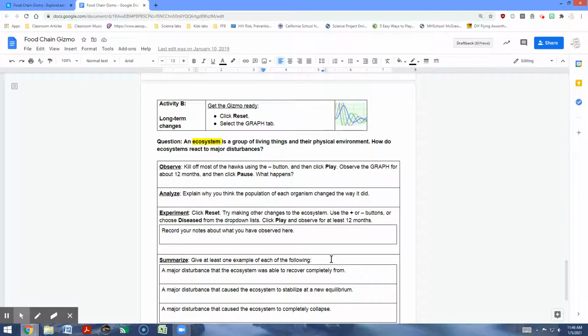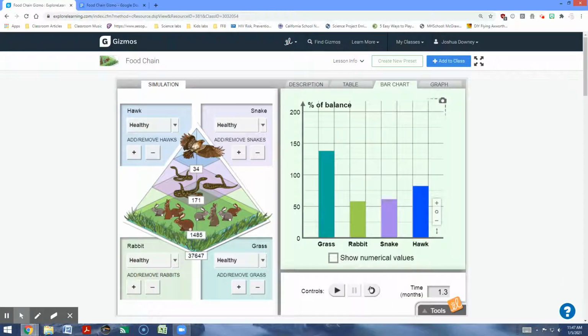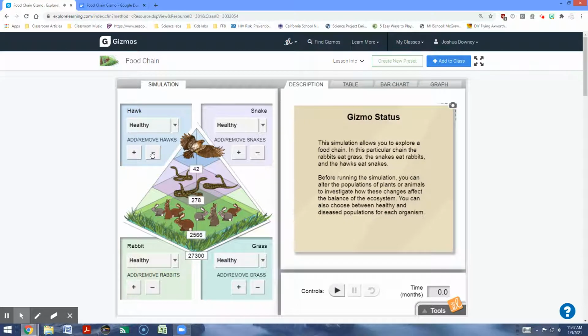Now, activity B, this is our big, big one for this entire unit that we've been covering. We're going to be looking at how energy and how change can affect an ecosystem, long-term change. So observe, kill off most of the hawks. We don't want to do this, but this is the reason why we use the gizmos, because we can affect an ecosystem without actually harming it.